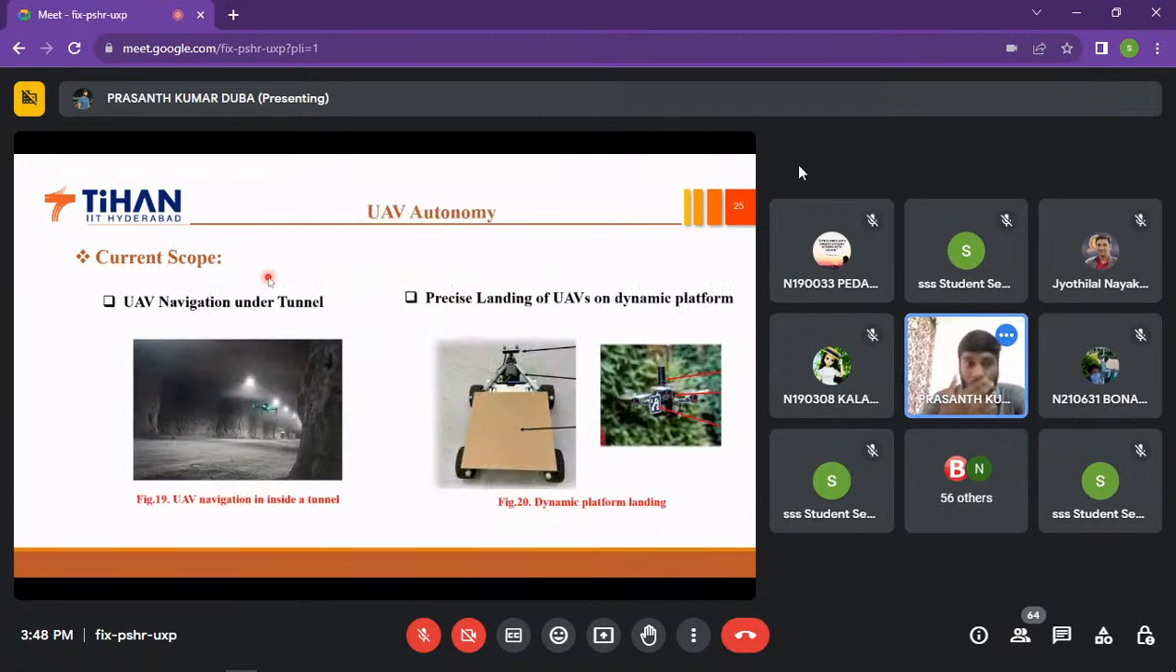The second one is underground tunnels, where navigation itself is a challenging task. And the third one is, okay, we are navigating fast, but suppose you want to land on a dynamic platform. In our military areas, there are ships. Suppose a UAV has to take off from one ship, monitor the boundaries and survey lines, and then come back and land on the moving ship, like a dynamic platform. These are the current scopes we can explore more.